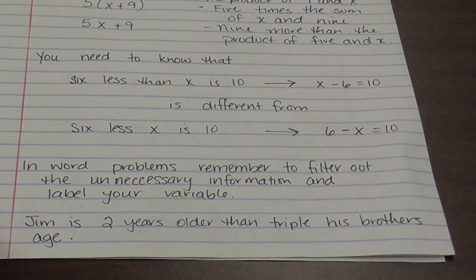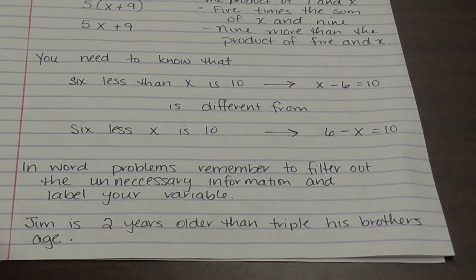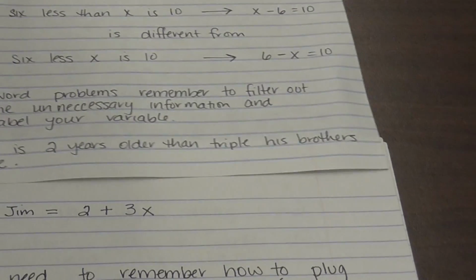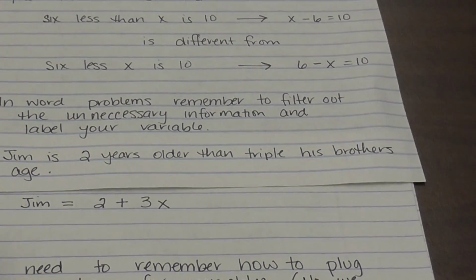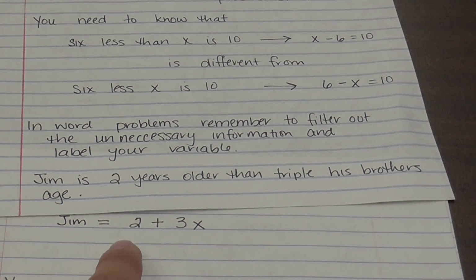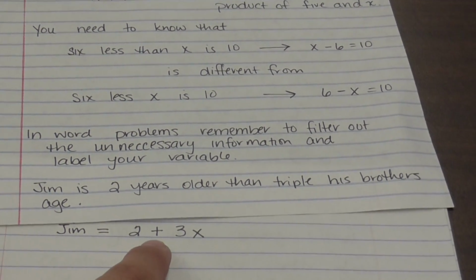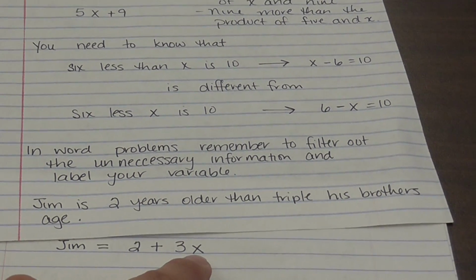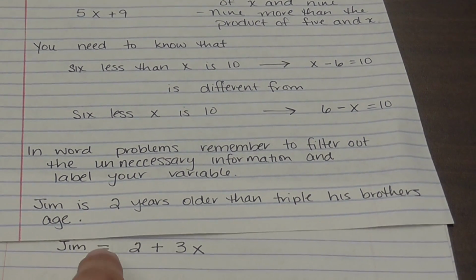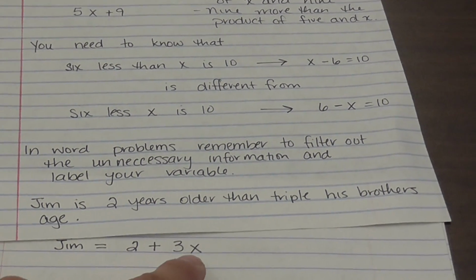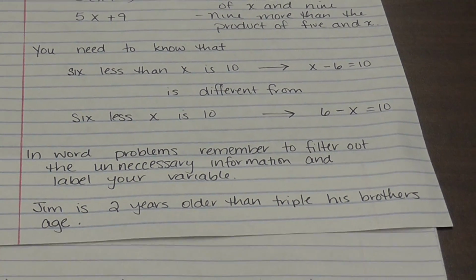So if you started with "Jim is 2 years older than triple his brother's age." What you would have is Jim is 2 years older than, and then triple the brother's age. And I don't know what the brother's age is here. So Jim is 2 years older, so 2 plus triple the brother's age. All right?